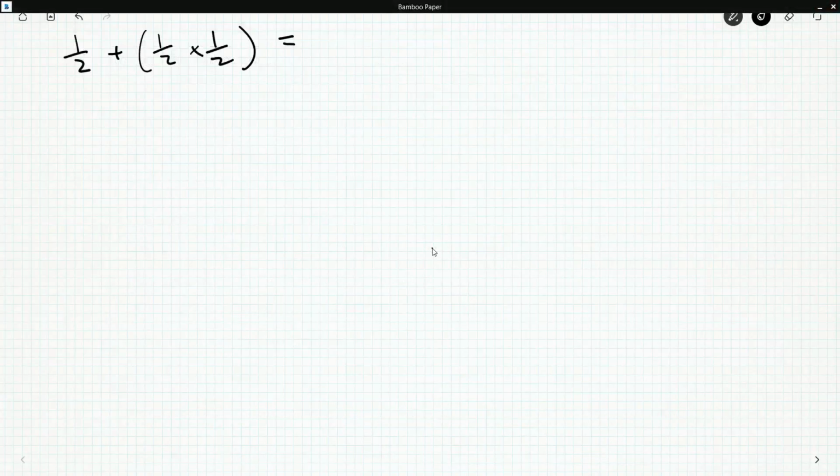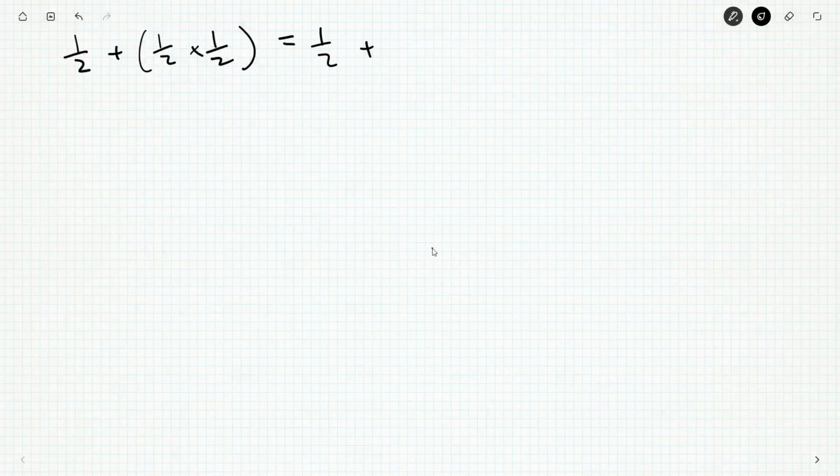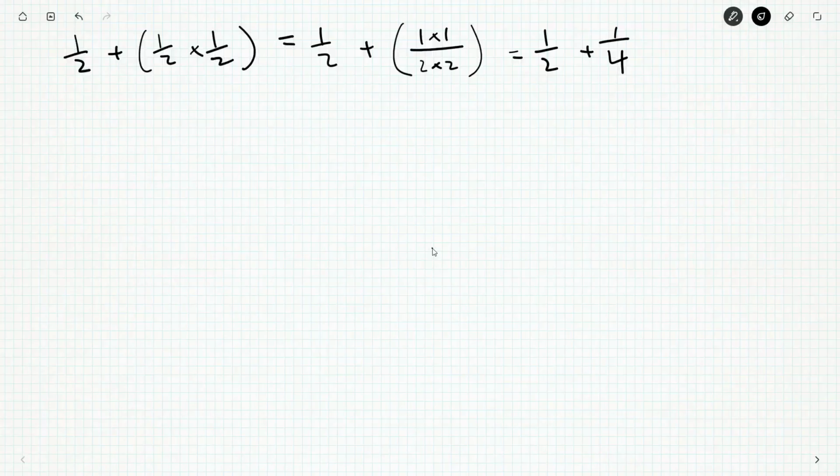Well, how do we multiply fractions? We multiply their tops and multiply their bottoms. So this is going to be 1/2 plus 1 over 2 times 2, which is 4. Well, how do I add these fractions? And yes, I know 1/2 plus 1/4 is of course going to be 3/4. Most people will see that.